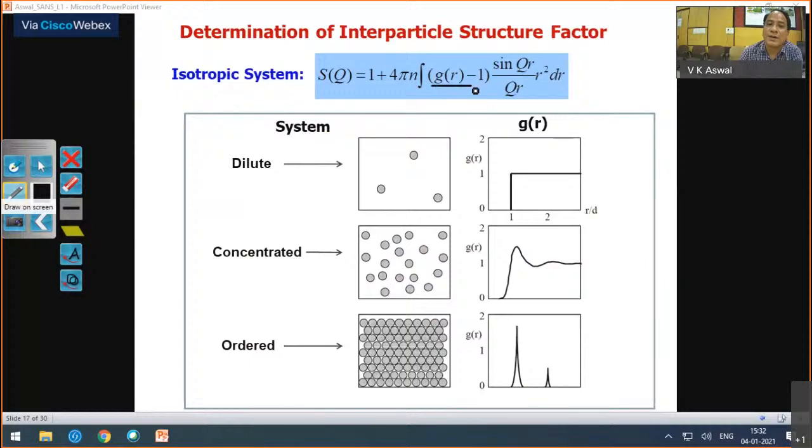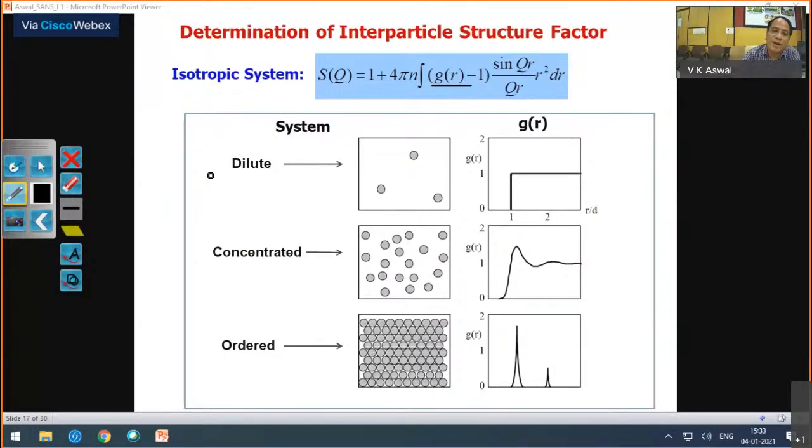So this is the Fourier transform. S of Q is the Fourier transform of your pair correlation function G of R. And you may know for different kinds of systems how your pair correlation function looks. When the system is dilute, in the sense that your interparticle distance will be much larger than the size of the particle, and what is plotted is R by D, the distance between the particles, in the case of a dilute system, G of R above the diameter of the particle is 1.